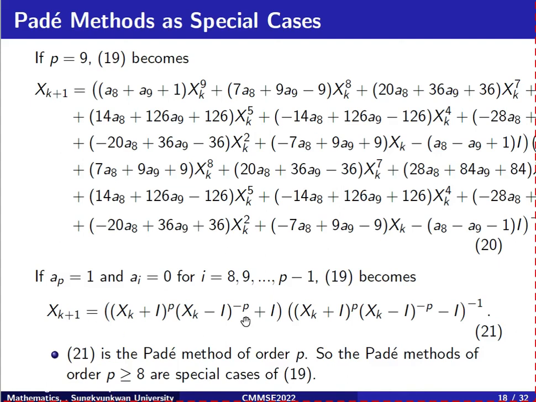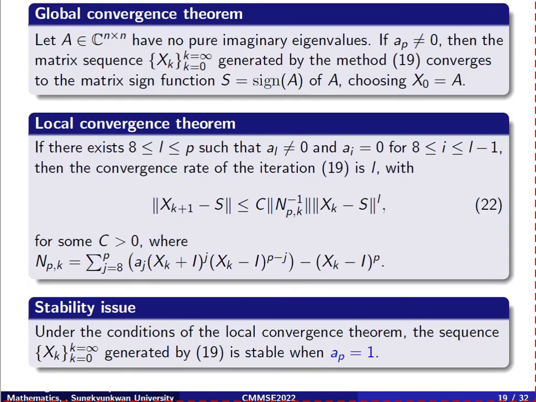So this method is the Padé method of order p. So the Padé method of order p is one of the special cases of our scheme (19). Now here are our global convergence theorem, local convergence theorem, and stability issue. The matrix sequence generated by our method (19) converges to the matrix function, no matter what matrix is used for A.